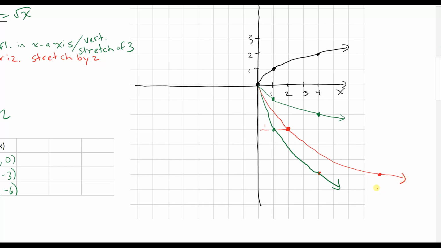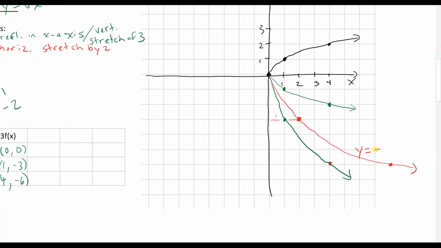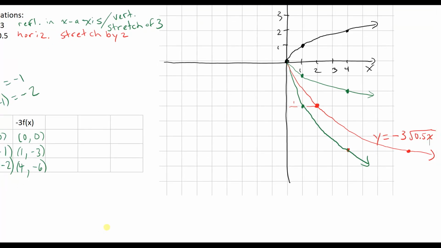Okay, so now we're up to y is equal to, write it over a little bit. Y is equal to, what transformations have we applied? We applied the negative, we applied the vertical stretch of 3, and the horizontal stretch. Okay. Point-wise, we could figure it out as well.